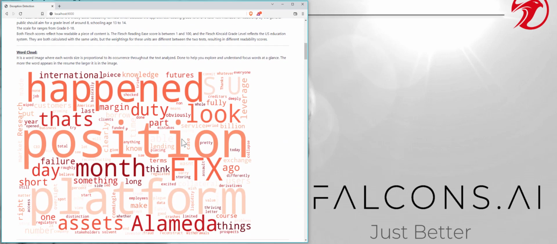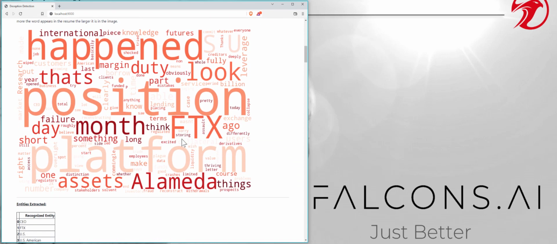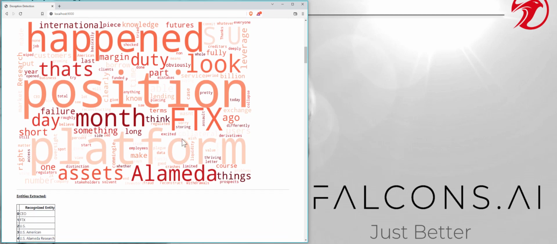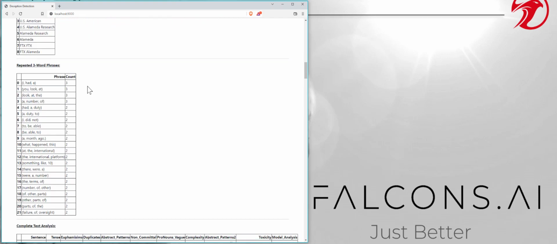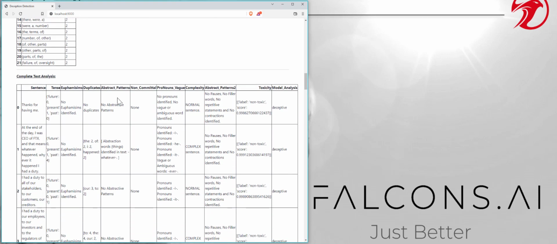It also generates a word cloud. With word clouds, the most prevalent word is going to be the biggest, shrinking from there. We did some named entity extraction, pulled out repeated 3-word phrases, and then here's the analysis. It takes the sentence, checks for tense, checks for euphemisms, looks for duplicates, abstractive patterns, non-committal words, pronouns, complexity, whether the sentence is normal or of complex nature. Then I have another abstract patterns check, and it gauges the toxicity score. And then it runs through our actual trained model, and that's this analysis as well. So there are multiple layers to this.